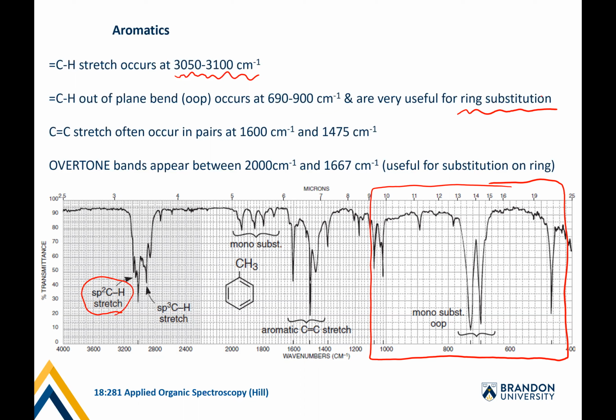So in the example here, where we've got a single methyl group bonded to this benzene ring, there's a specific pattern for when the system's monosubstituted. So we're going to use these two regions exactly like we did with the double bonds. The CH stretch, there's a slight difference here.